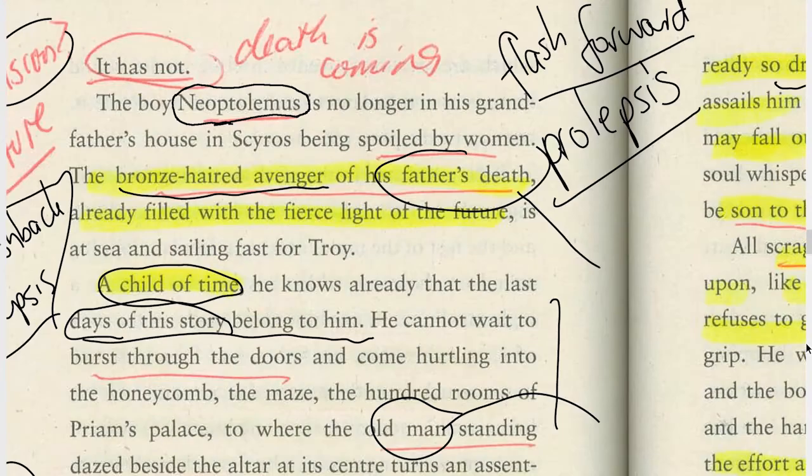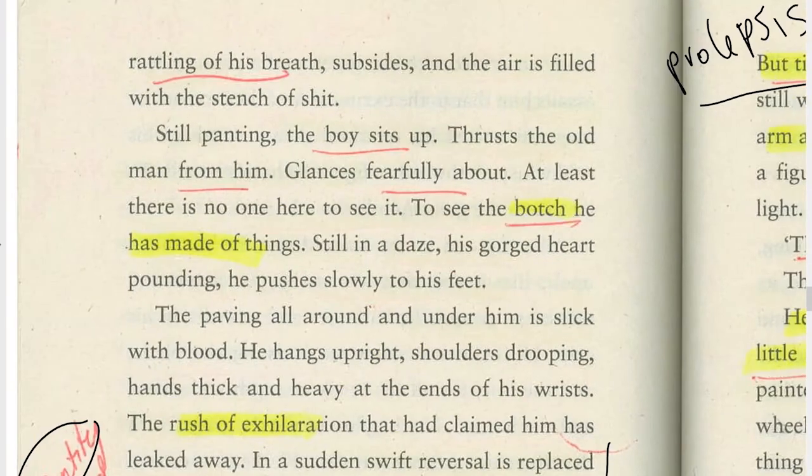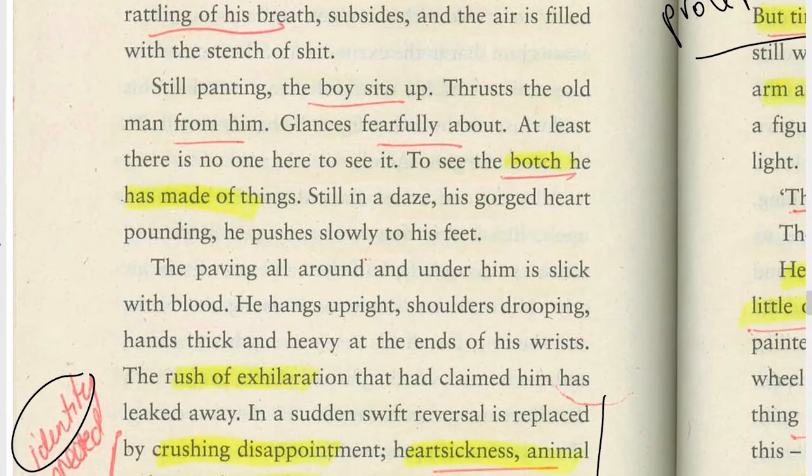And back to 214, after he's hacked and hacked at the body, he thrusts the man from him and glances fearfully about. Notice we've got sentence fragments again here that are missing the subject of the sentence, that give the sense of urgency in the writing.